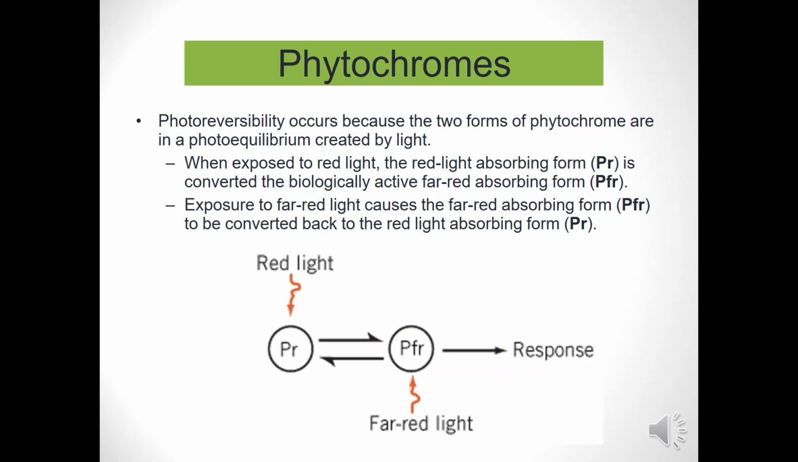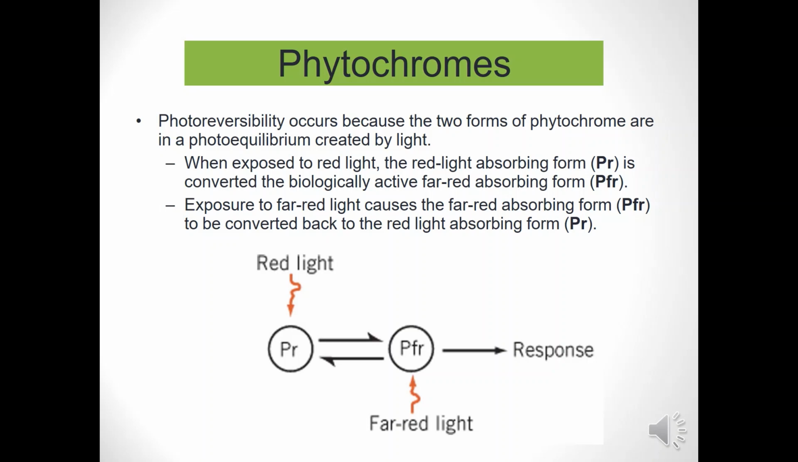Okay, now is more explanation about photoreversibility. This photoreversibility occurs because phytochrome, as I told you just now, has two forms. One form absorbs the red light, and the second form absorbs the far red light. First red light, second far red light. These two forms of the phytochrome reach their photo equilibrium, so they achieve their equilibrium.